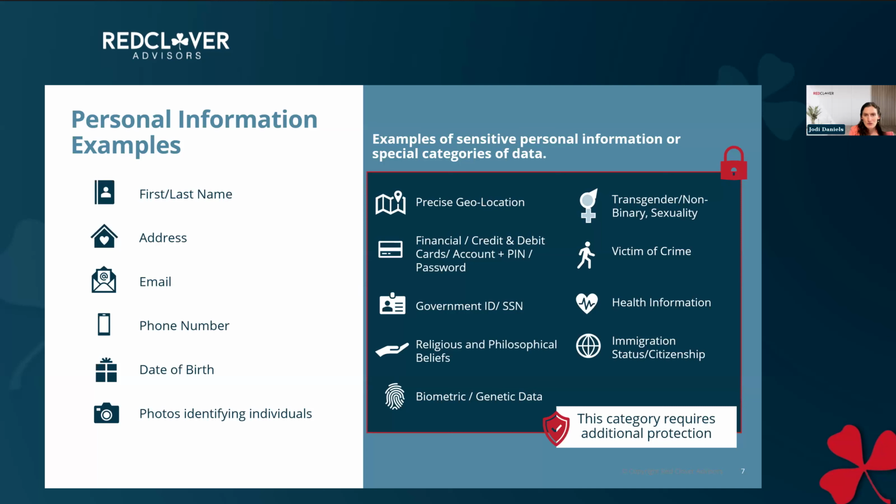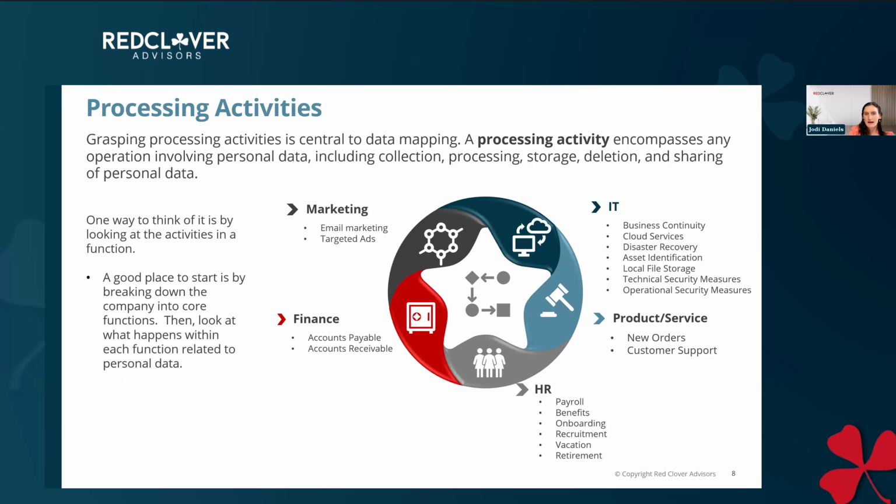Oftentimes, we find data inventories might be started by security teams, and they might think you have to have contact information and financial information and a social security number. And lucky us in privacy, you just need one of these to really need to comply. So make sure you're aware of the kind of personal information and the jurisdictions where you are.